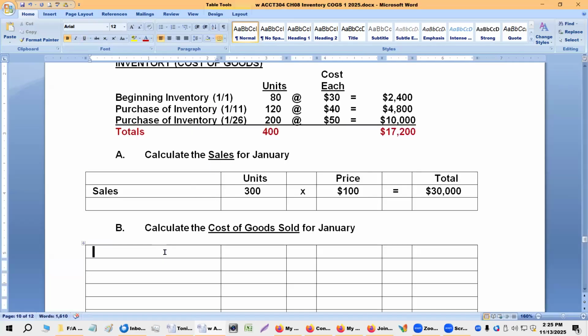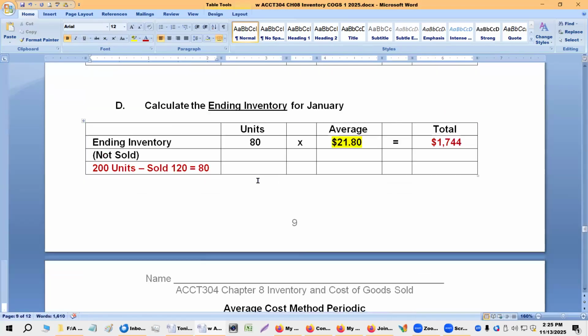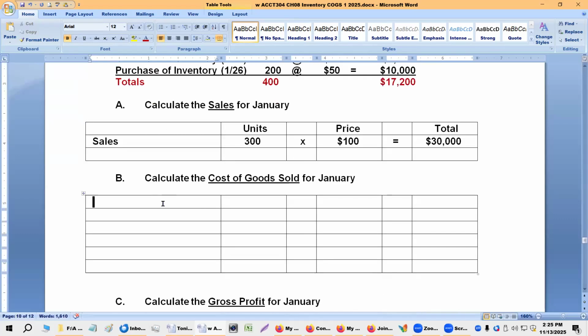Okay, so I'll come down here and cheat and see how I put it in up here. Average cost per unit. Okay, so we're going to take the 17,200 and we're going to divide that by 400 units. Will equal some number.